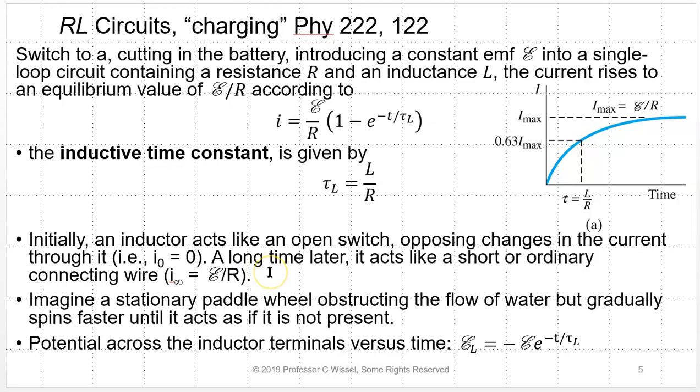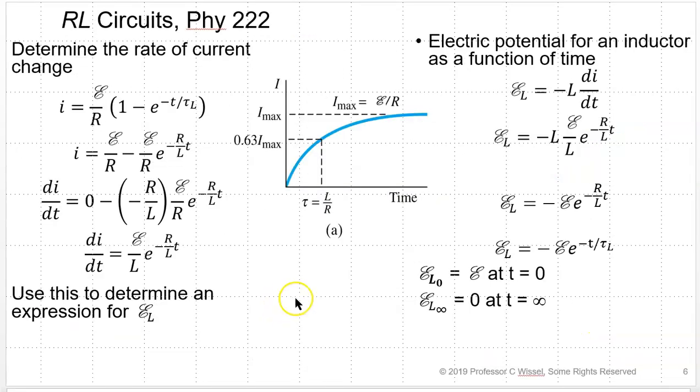You can imagine a stationary paddle wheel that you dip into a flow of water. Initially it doesn't want to go anywhere because it has inertia, so it resists and blocks the flow. But eventually it gives up and starts spinning. Eventually it's spinning along with the current and no longer obstructs the flow, acting as if it's not present. So the potential across the inductor terminals versus time is EL equals minus the EMF of the battery times the exponent minus T over tau L. This is for physics, calculus-based students, Physics 222 students.